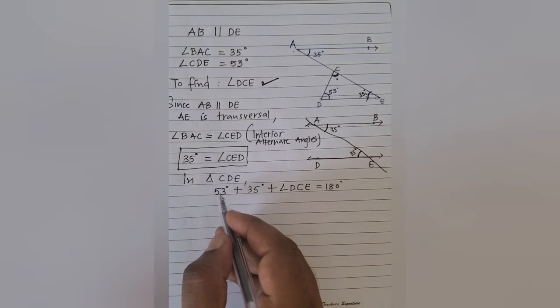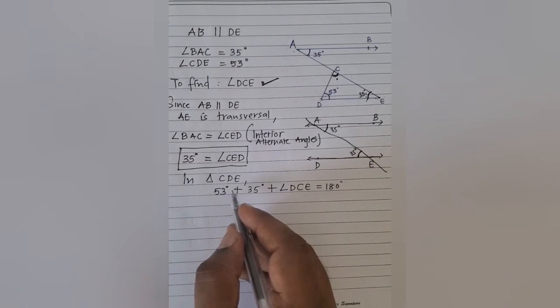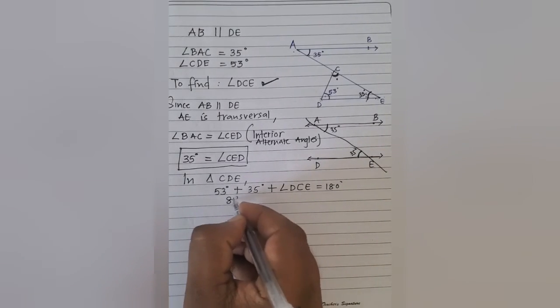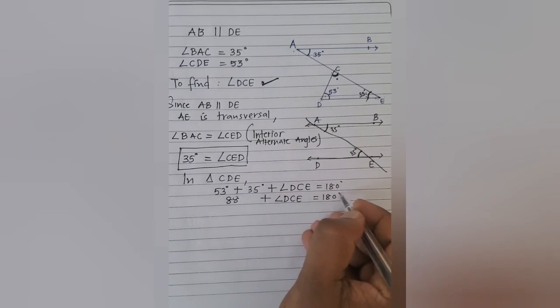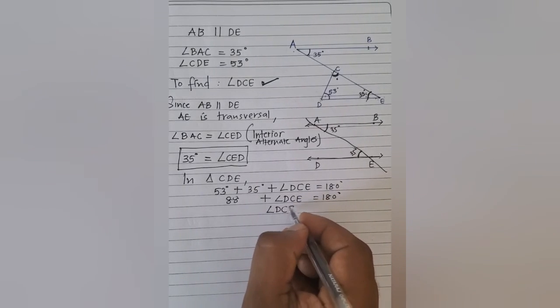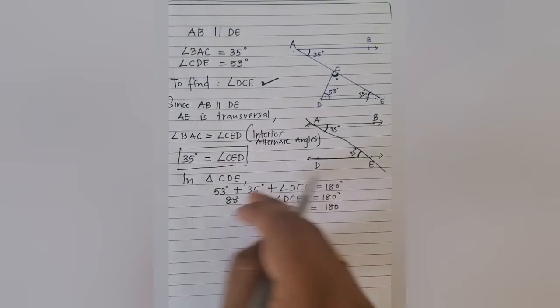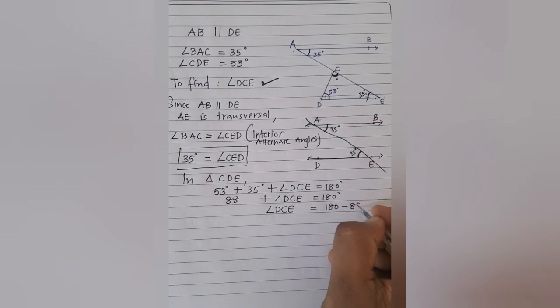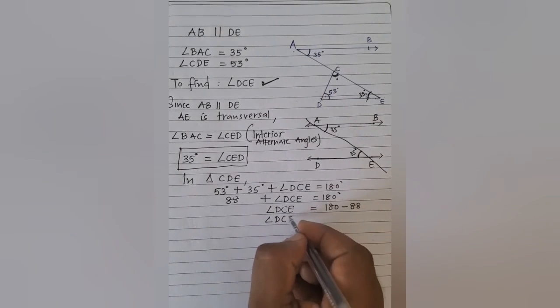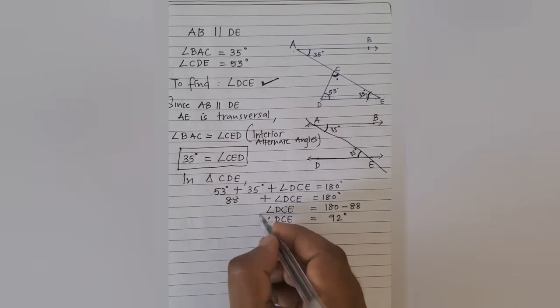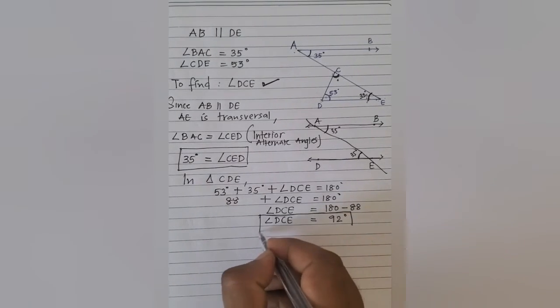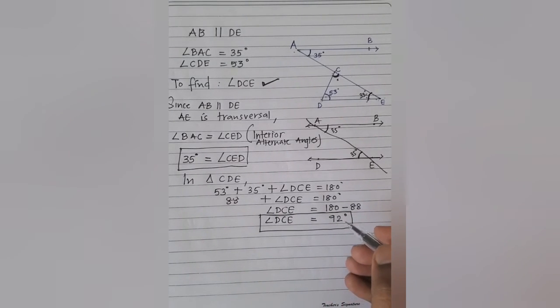So 53 plus 35, what would I get? 88. So 88 plus angle DCE is equal to 180. So DCE will be 180, 88 goes to the other side, becomes minus 88, and hence angle DCE will be equal to 92 degrees. So we have found the measure of angle DCE, and we come to the solution of question number 3. Let's proceed to question number 4.